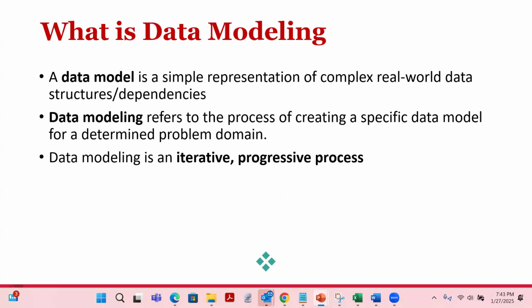All right, so what is data modeling? A data model is a simplified representation of a complicated real-world problem, scenario, or dependency. And data modeling refers to the process of creating the actual data model. It's very important to understand that there is no final data model.